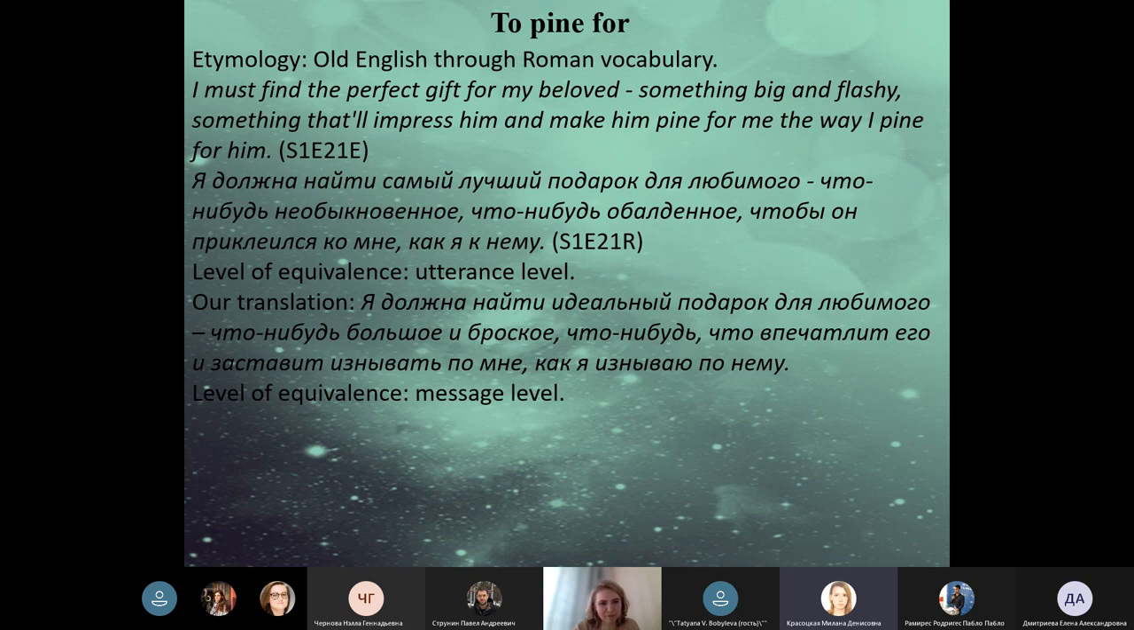We have replaced the powered superlative degree with one word corresponding to the English variant, идеальный, for perfect. We have preserved the anaphora in the two parts of the sentence, что-нибудь. Instead of one word, необыкновенное, we have translated both words, big and flashy. Also, we have recovered the element that will impress him, and we have translated the idiom with the bookish word изнывать, which stylistically corresponds to the phrase to pine for, but it is not an idiom. Therefore, we have achieved message level.